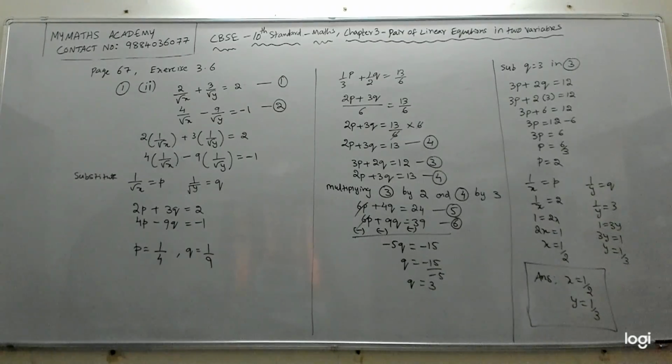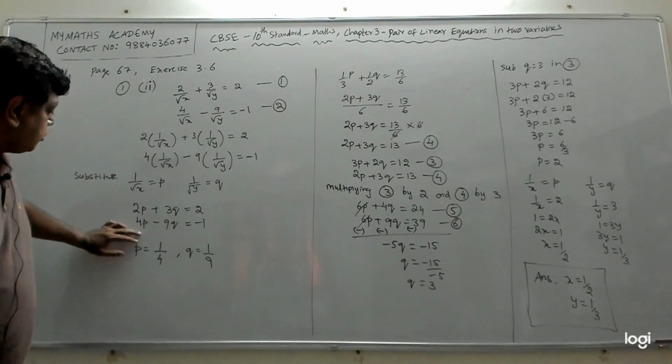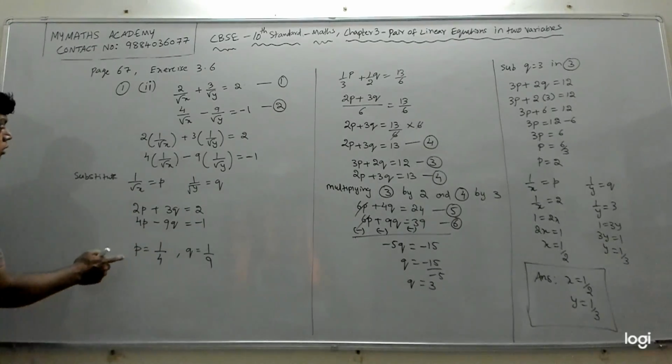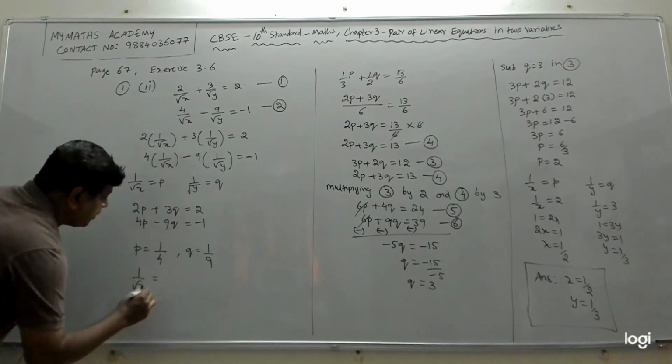So once you get them, then we need to find the value of x and y. So you will solve using the elimination method, you will get this. Then we have to go back to here. So what is 1 by root x? 1 by root x is p.